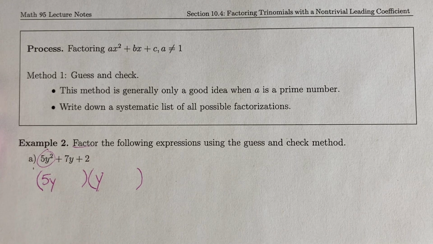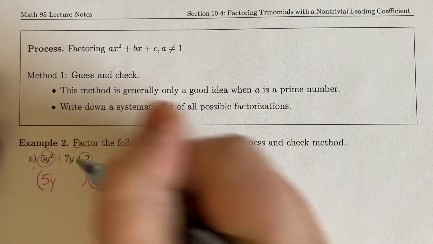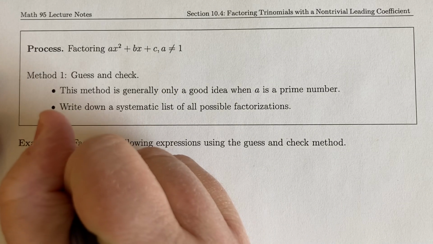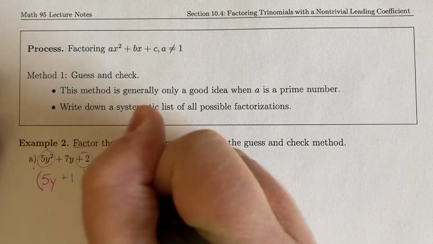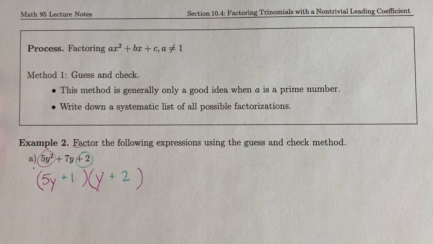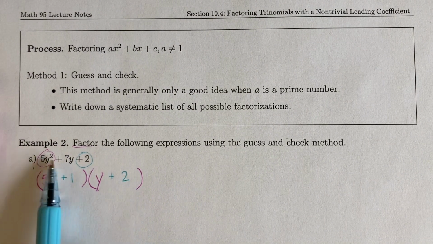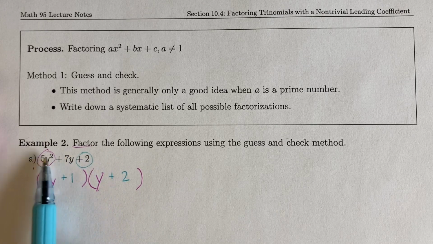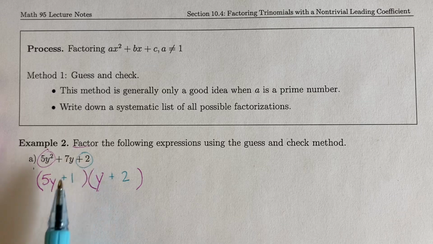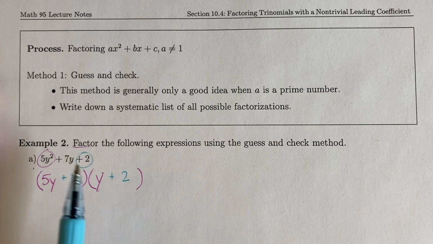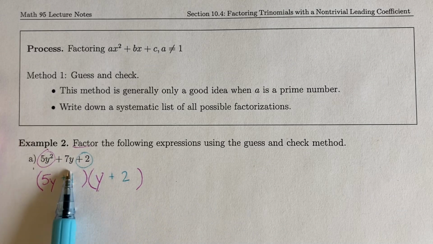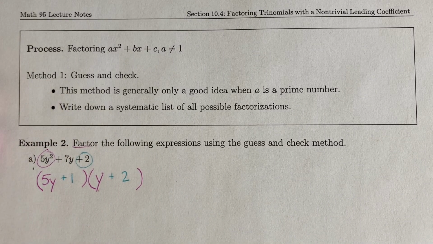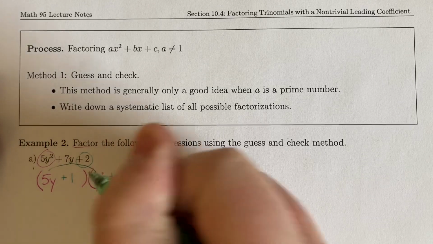All right, on the other side, if I'm multiplying to plus 2, the only way to do that is plus 1 and plus 2. I guess I could do minus 1 and minus 2, but that wouldn't add to a positive 7. So we have to multiply to the 5y squared, we have to multiply to the positive 2, but now we've got to check the middle. So we're going to check with FOIL, or if you prefer box method, totally do box method.